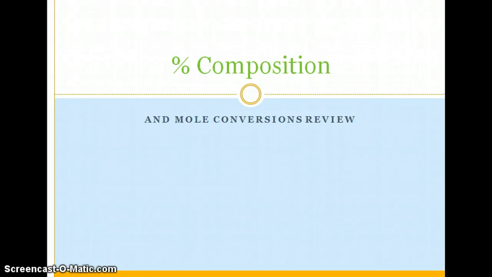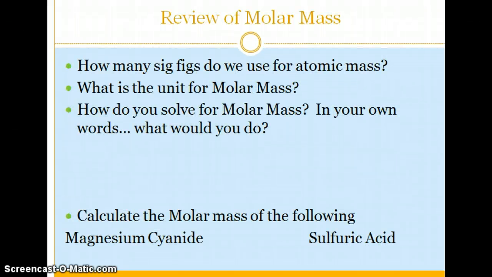Okay, so today we're going to be talking about percent composition and also reviewing molar mass. Just some reminders about molar mass. When we pull the atomic masses for elements from the periodic table, we want to make sure we're taking 4 significant figures from that periodic table. The unit for molar mass is grams per mole, or you can say grams in 1 mole.